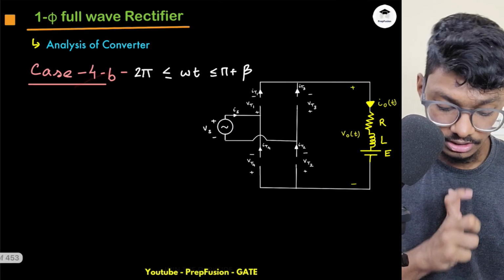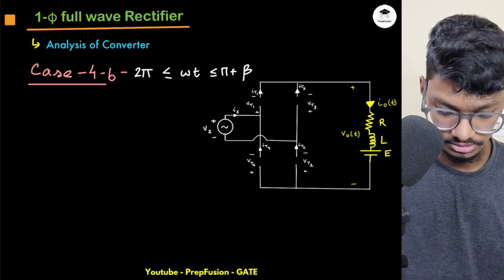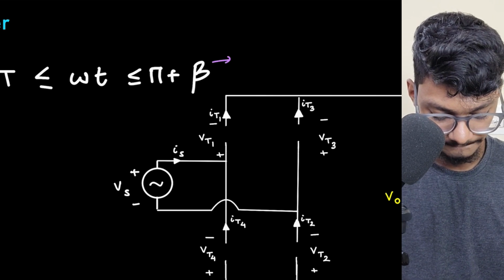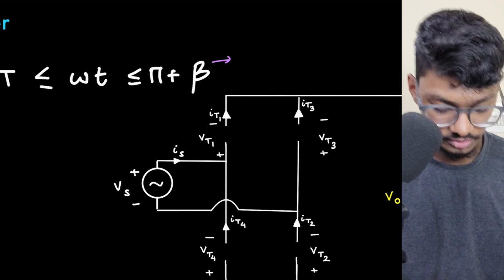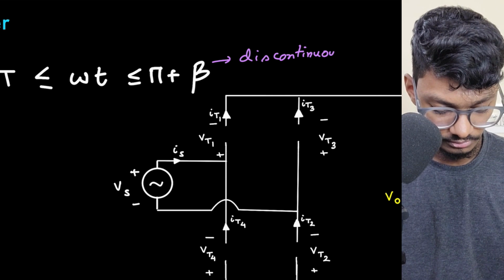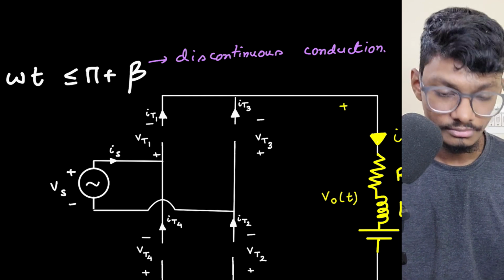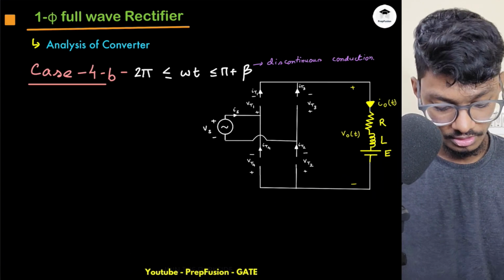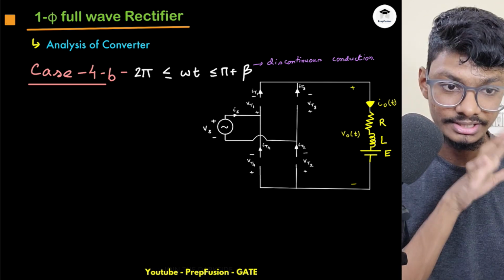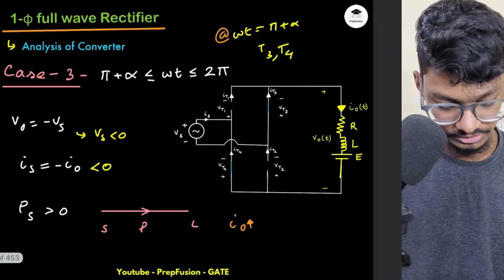Case B: what can happen is that it extends to some angle, so the current becomes 0. This is the case of discontinuous conduction. The condition is that beta must be less than pi plus alpha. Did I write the condition previously? Yes, beta must be less than pi plus alpha.